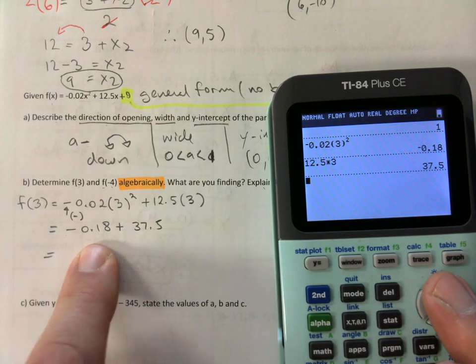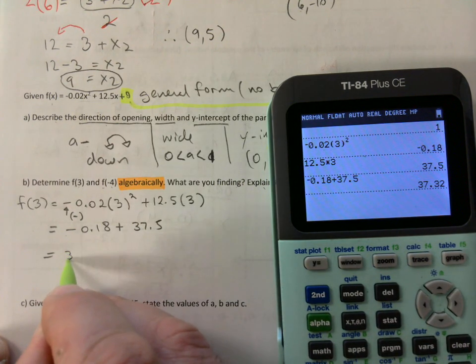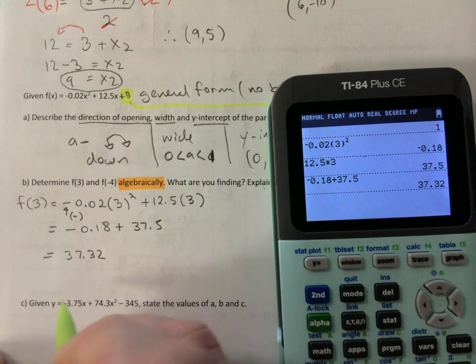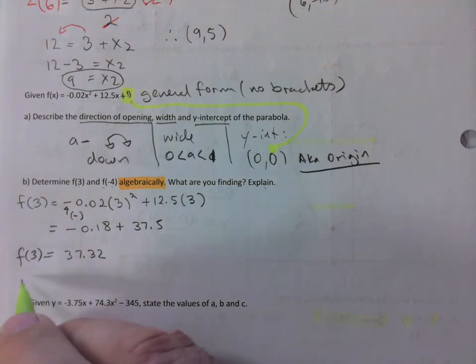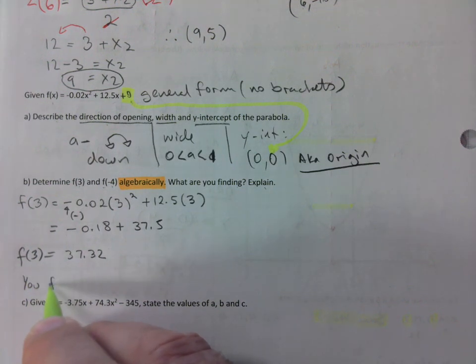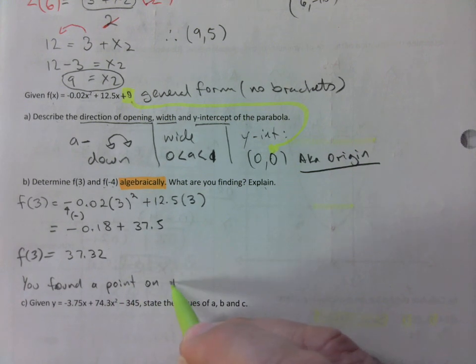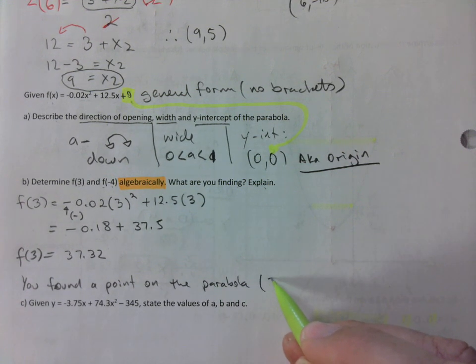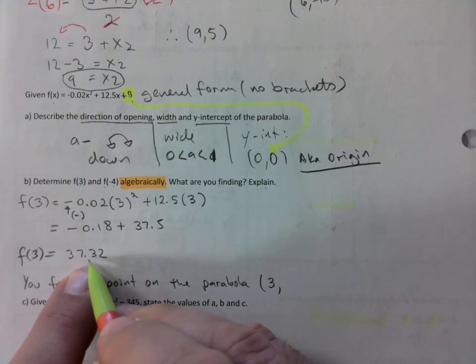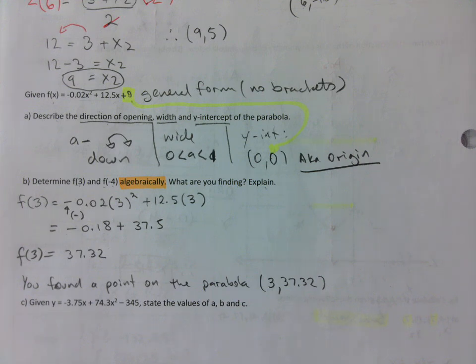And now just use your calculator. I'm going to copy paste the 0.18, and I'm going to add, copy paste the 37.5, so you're left with 37.32. That is f of 3, folks. What have you really found? You found a point on the parabola, which is what? X is equal to 3. And the y value is 37.32. That's what you've just found.